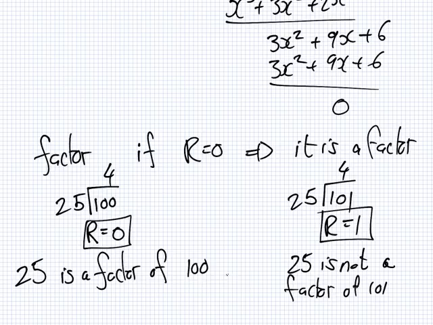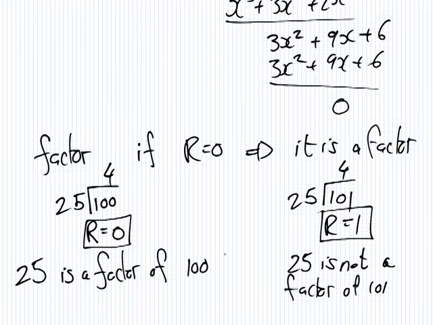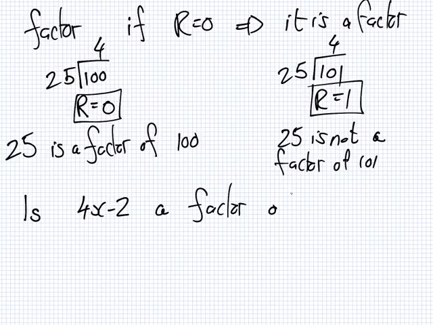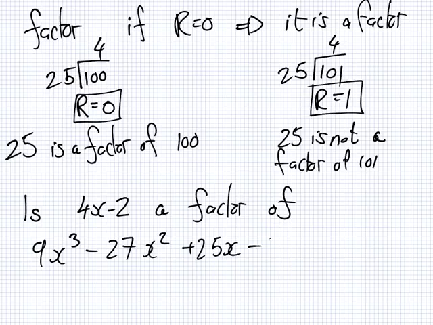So, let's take an example. Can I scroll down? Do you have this vocabulary? Factor means remainder is 0. Okay, so let's take an example. Let's say, is 4x minus 2 a factor of 9x cubed minus 27x squared plus 25x minus 13.